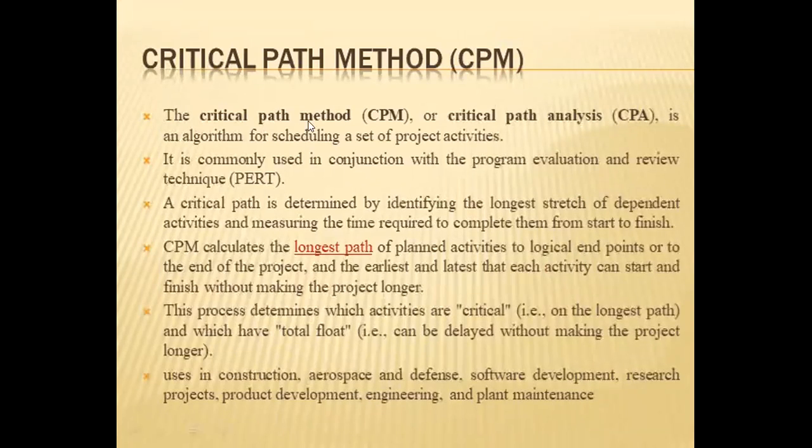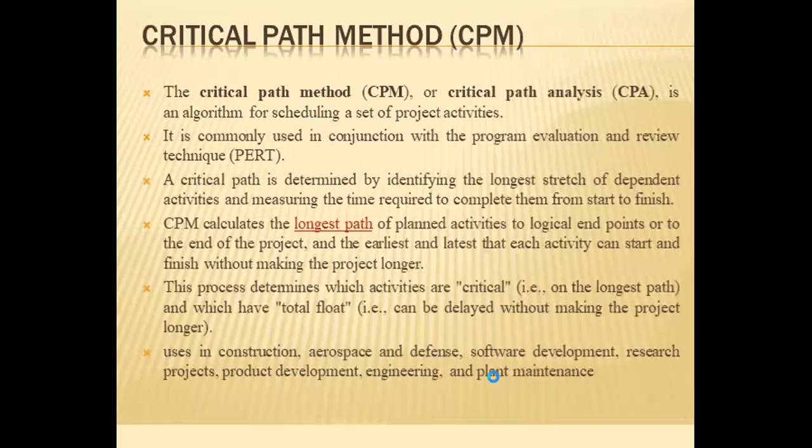Critical Path Method, CPM, or critical path analysis, is another method for network analysis. It is commonly used in conjunction with PERT. A critical path is determined by identifying the longest stretch of dependent activities and measuring the time required to complete them from start to finish. It calculates the longest path of planned activities to the logical end point of the project. This process determines which activities are critical and which have total float, or cannot be delayed without delaying the project. It is used in construction, aerospace, defense, software development, and research and development.